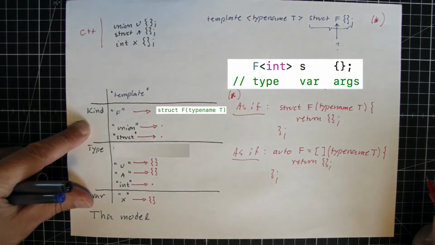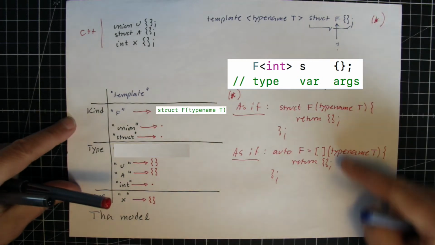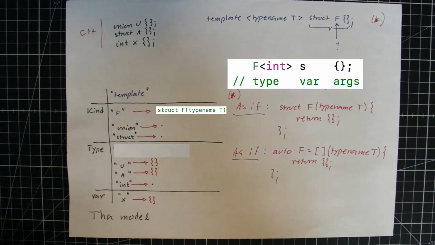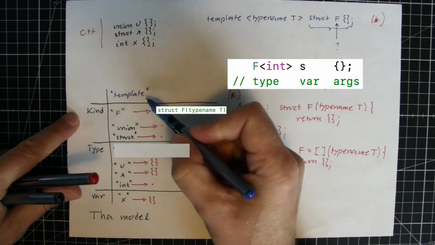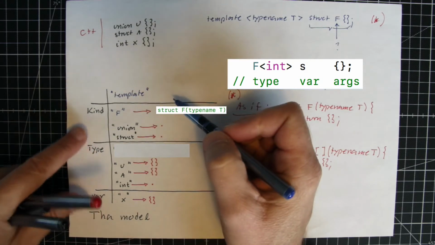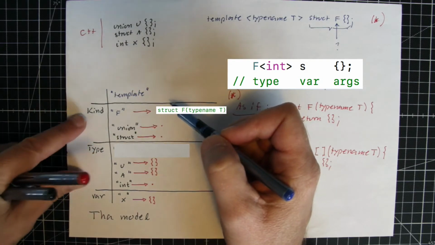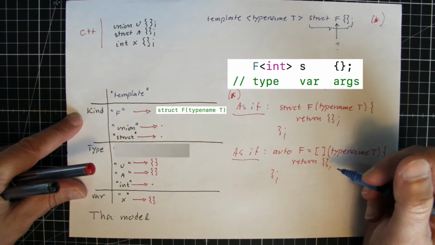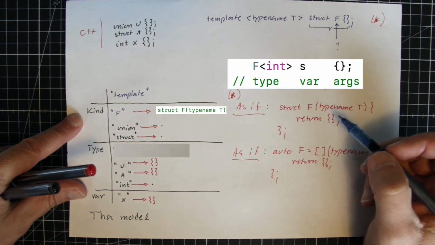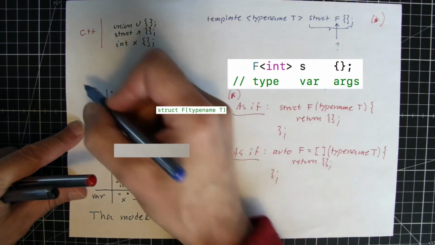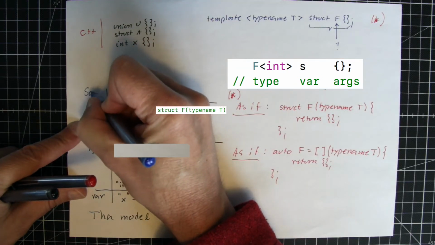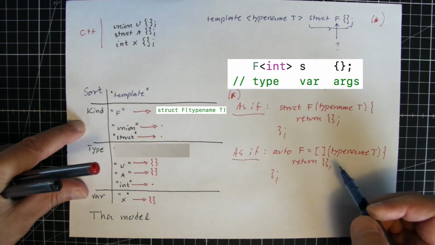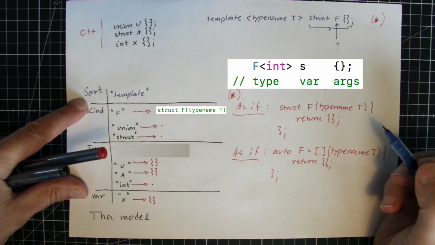Okay? So, if we just swallow this line of thinking, we can ask, okay, if this is true, what do we call this thing above kind, type and var? What is this layer? Well, the best I can guess, and I think this is close to the truth, in type theory sometimes these are called sorts. So template is a sort.